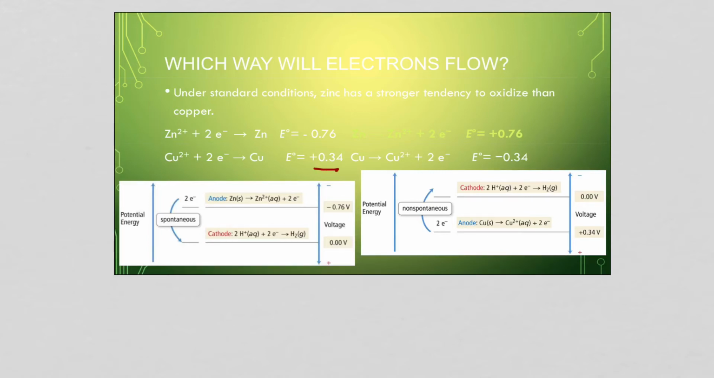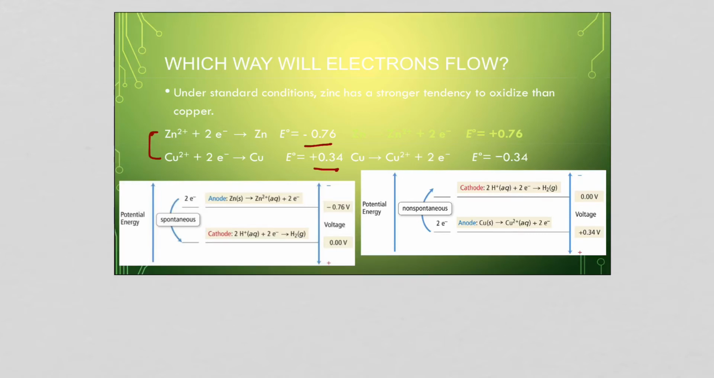And so by combining these two, we now see that our zinc half reaction has a negative 0.76 reduction potential. Our copper half reaction has a 0.34 reduction potential. Notice these are all reductions, because this is how we're going to use our table. And so zinc does not undergo reduction. Copper does.